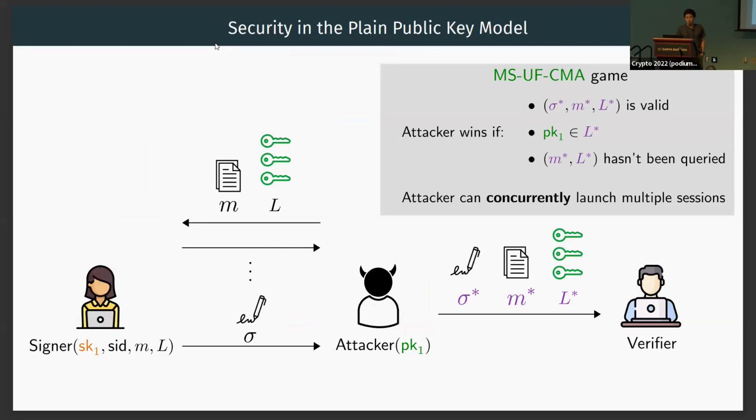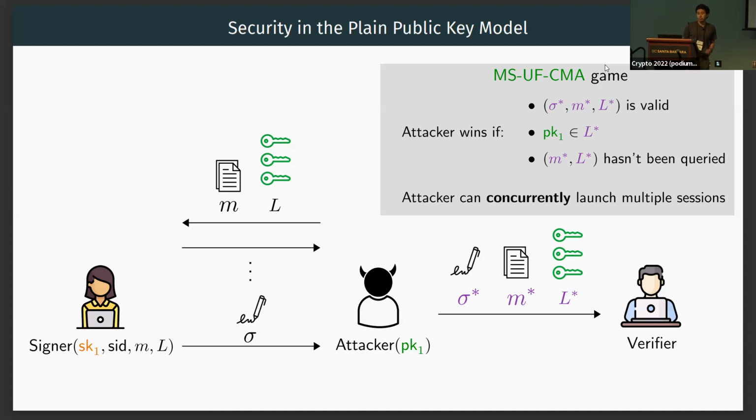So what about the security? Usually the security of the multi-signature is defined using a game between an attacker and the honest signer. We usually assume that the attacker corrupts all but one party. This means that the attacker can query the honest signer with an arbitrary message and a dynamically chosen list of public keys. Then after some interaction, the attacker obtains the signature, and later outputs a message, signature, and list of public keys. The attacker wins as long as the output signature is valid for the message and list, the list contains the honest party's public key, and the message-list pair has not been queried so far.